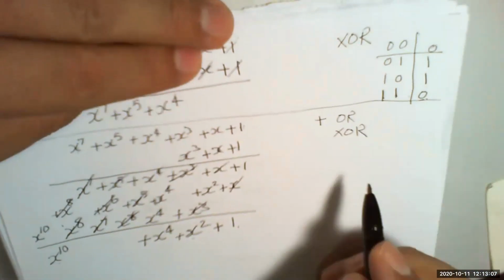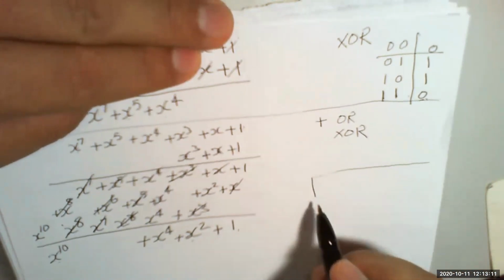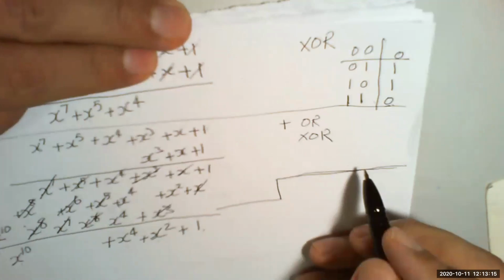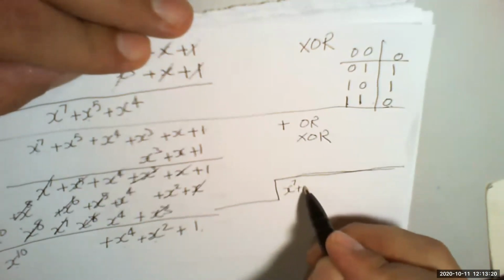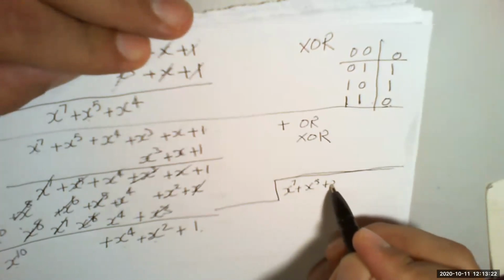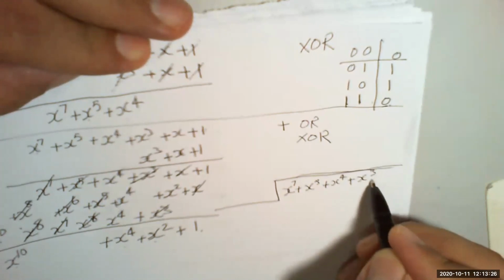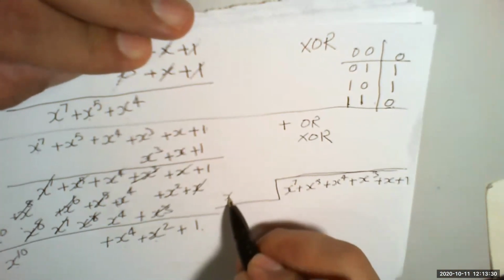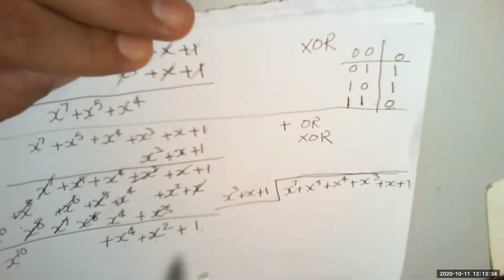Okay, let's move to the challenging one here. The longhand division. This is more challenging. So x to the power 7 plus x to the power 5, 4, 3 plus x plus 1. This is divided by x to the power 3 plus x plus 1.